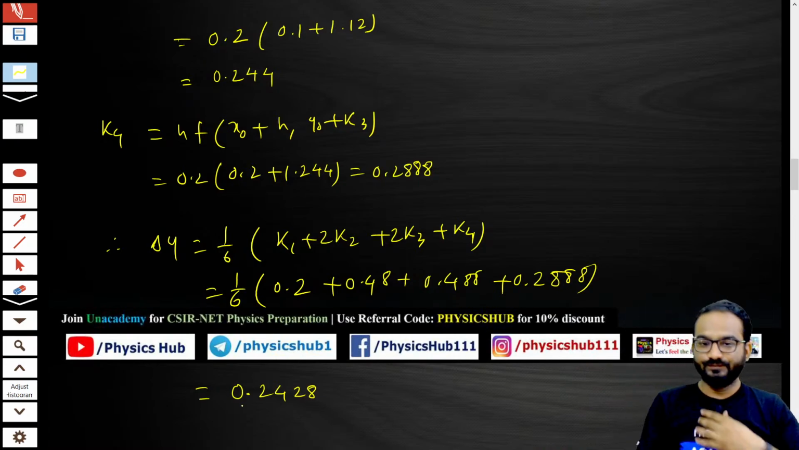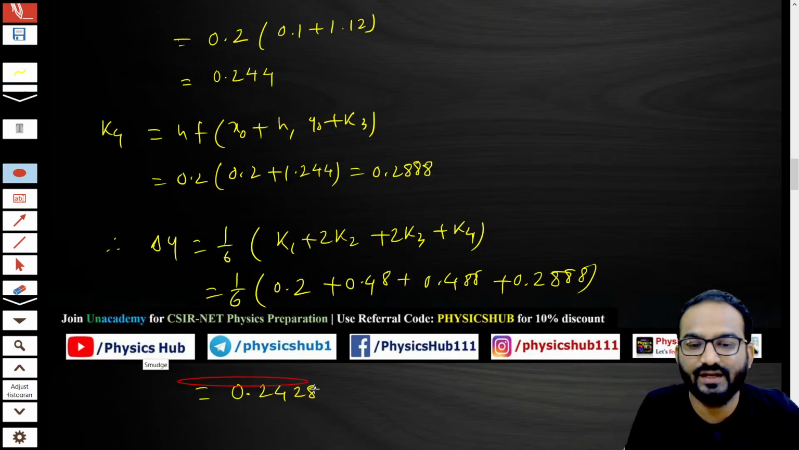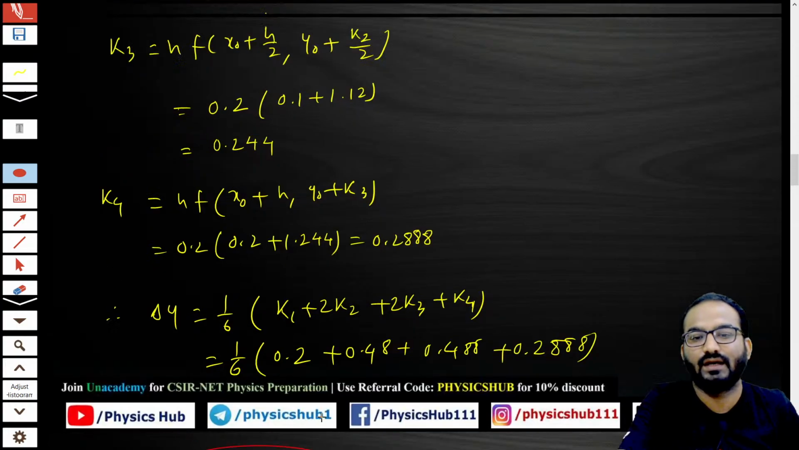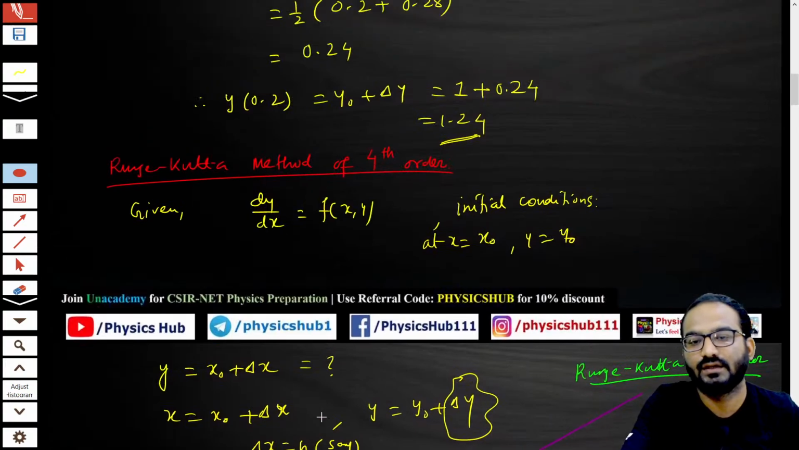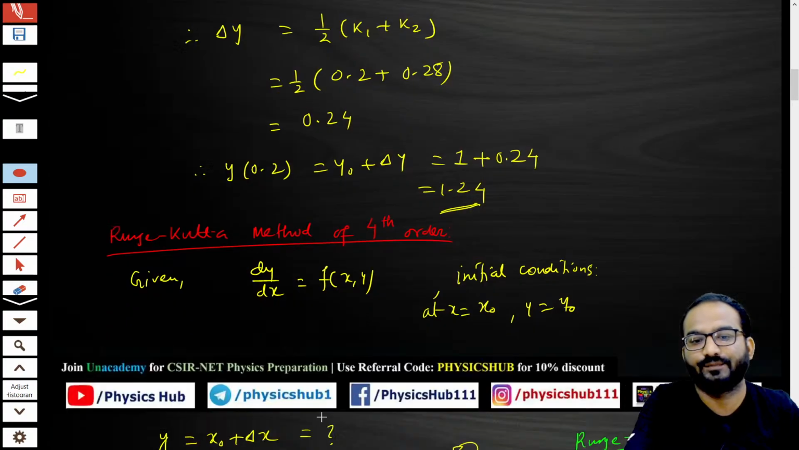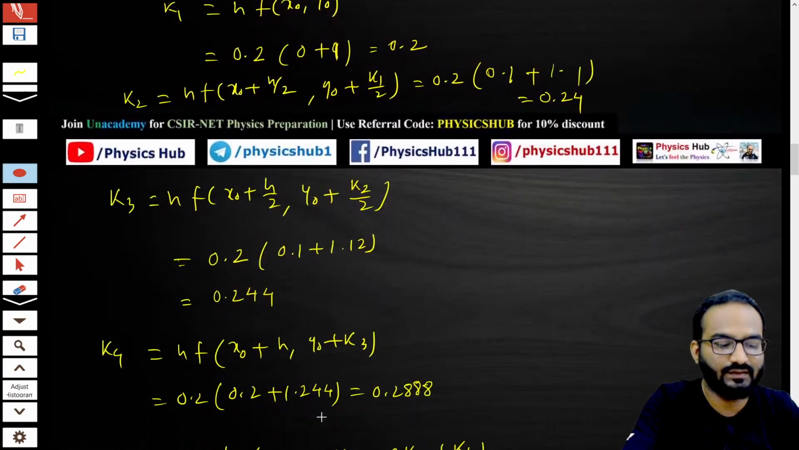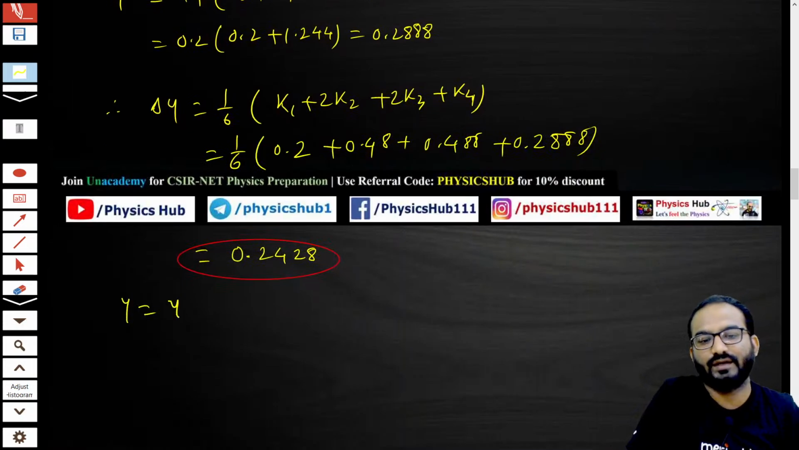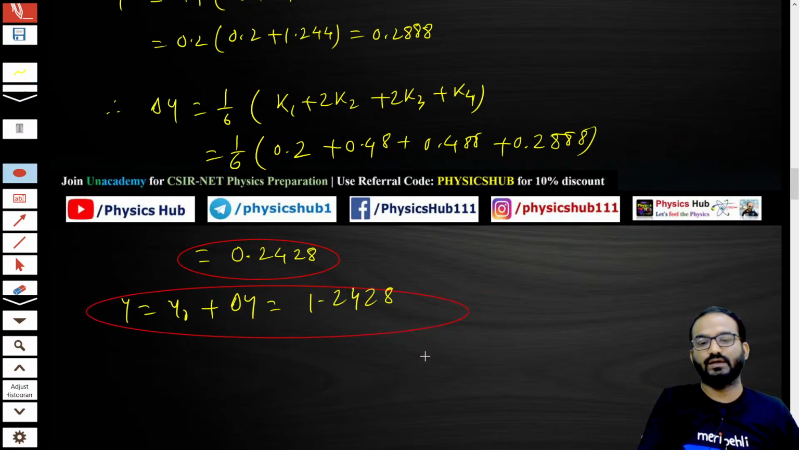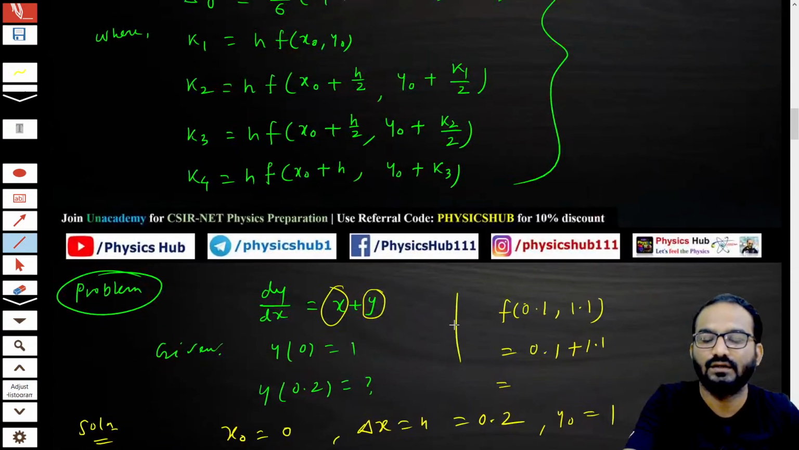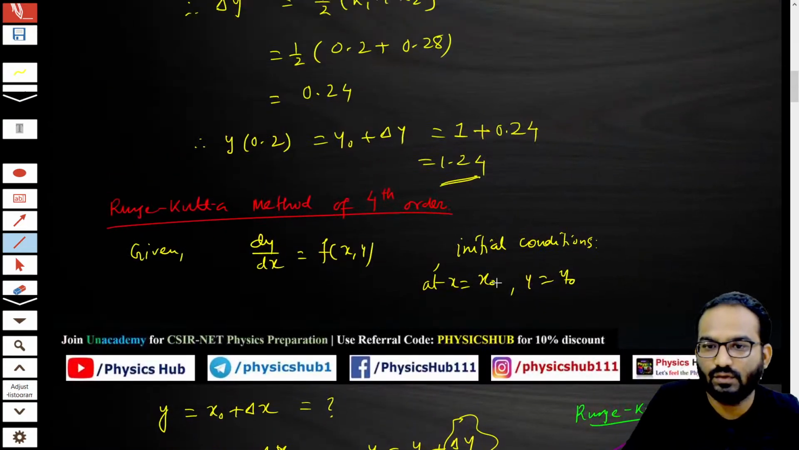So you can see the difference in result. Here it is 0.2428, and previously using the second order we got only the smaller value. So this is the value of delta y. You can easily find out. Let's first find out the value of y. y will be y naught plus delta y. So it is 1.2428. So using the fourth order you get 1.2428, and using the second order we are getting 1.24.